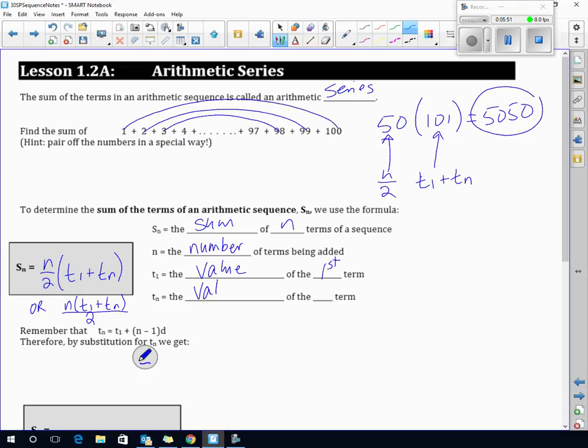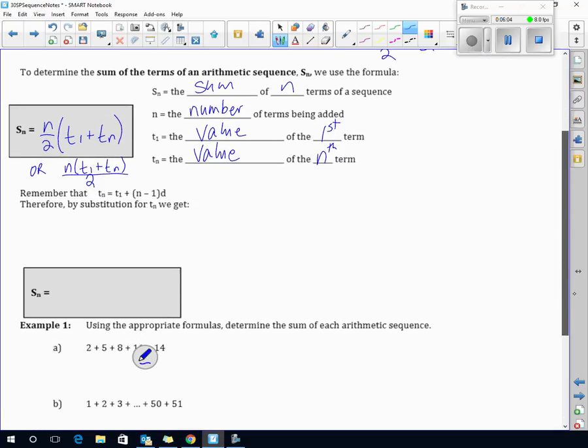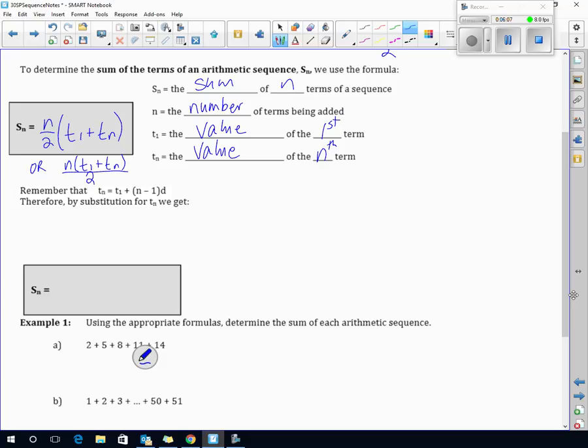Okay, so remembering that our first formula had Tn equals T1 plus n minus 1 times d, we could actually substitute Tn in there and get a new formula. Let's do it. It's algebra. Math is fun, right? Okay, so we're substituting this, just so you know what I'm doing here. We're substituting this into that. Okay? Can we do this?